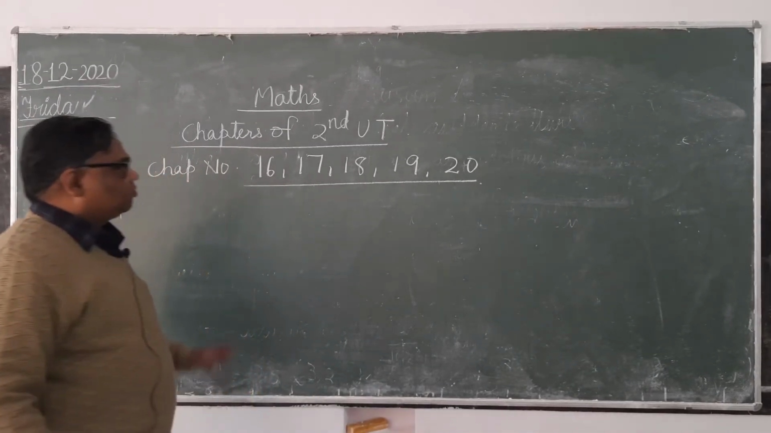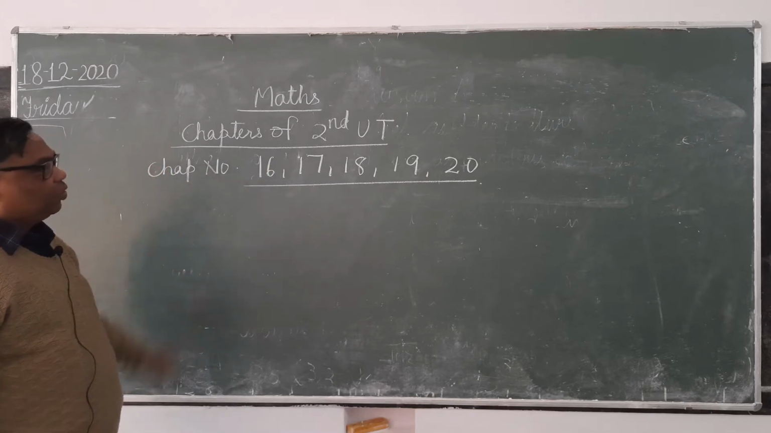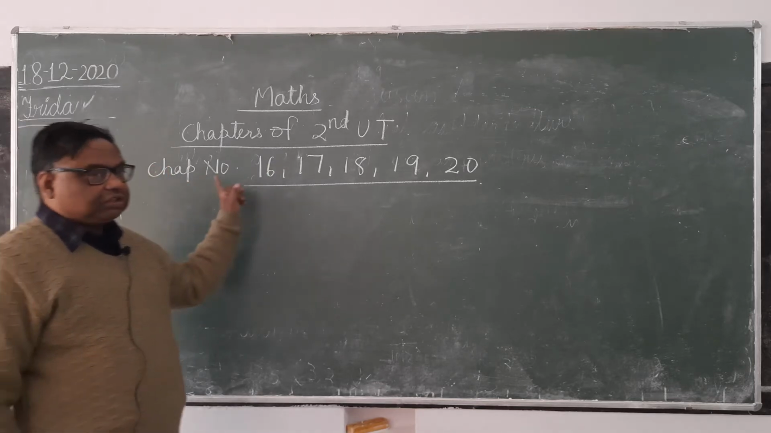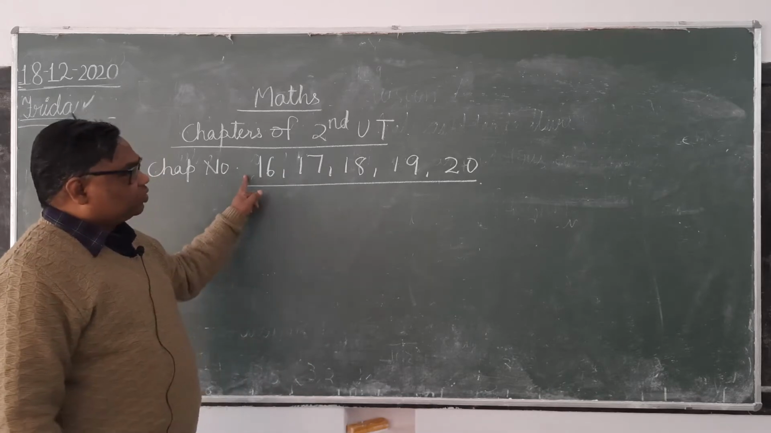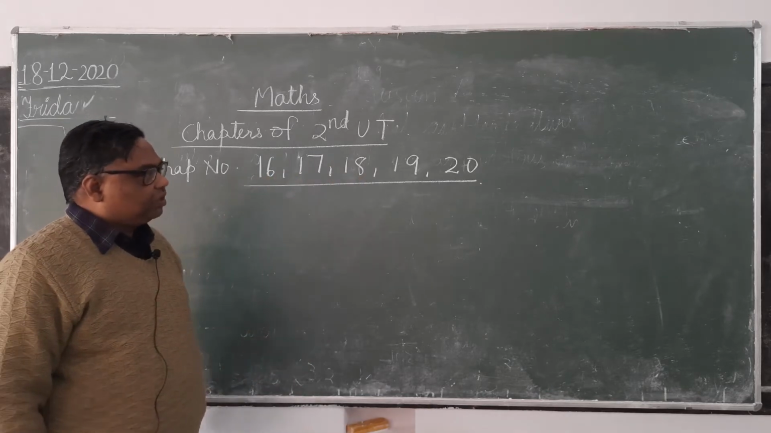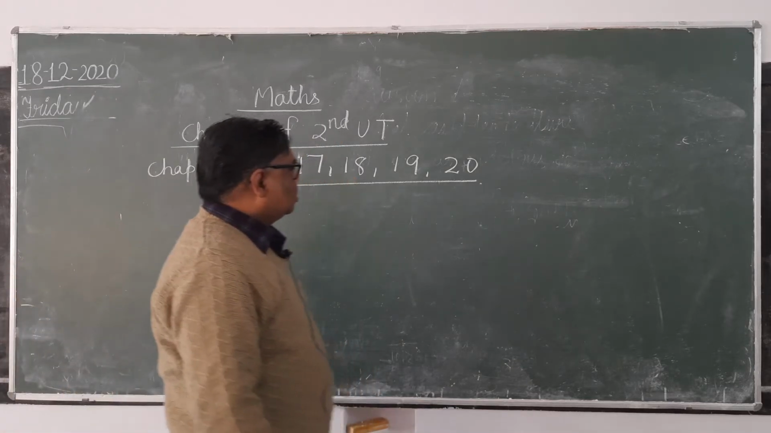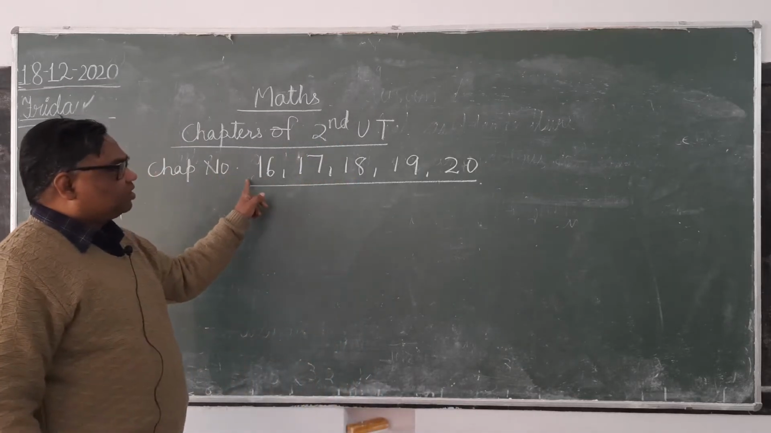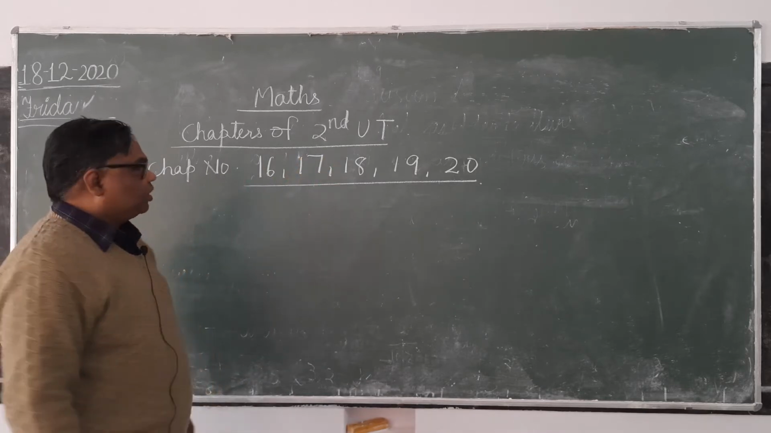Now, these are the chapters for the second unit test. Questions in the second unit test will come from these chapters. From mensuration to the last chapter, chapter 20, statistics. So there are 5 chapters, 16, 17, 18, 19, 20, for the second unit test.